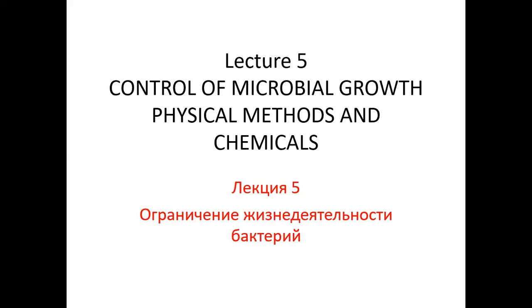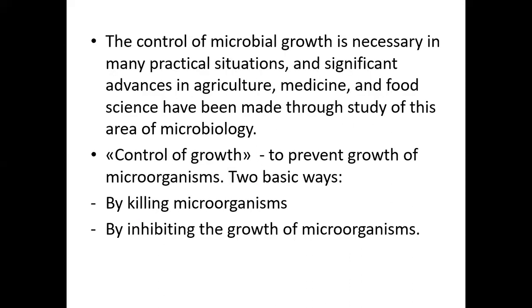Hello everybody, and this video will be about control of microbial growth, physical methods and chemicals. It is clear that it is necessary to control microbial growth, to not allow overgrowth, and there are two basic ways to prevent overgrowth of microorganisms: by killing microorganisms or by inhibiting the growth of microorganisms.